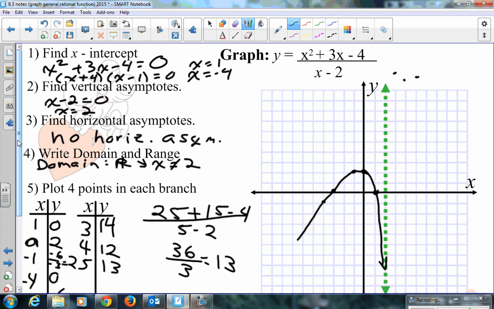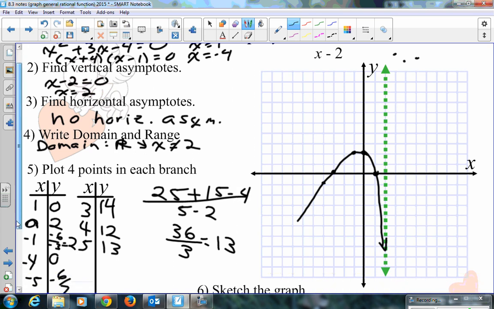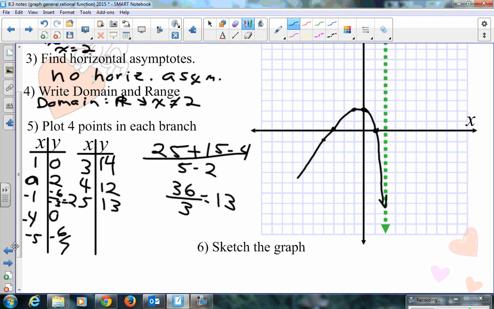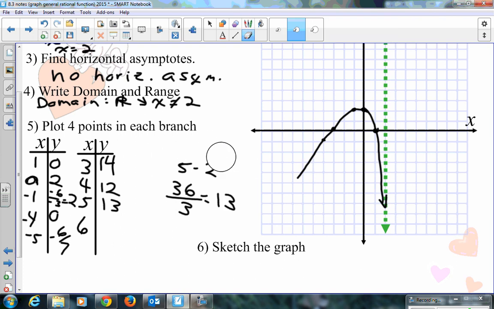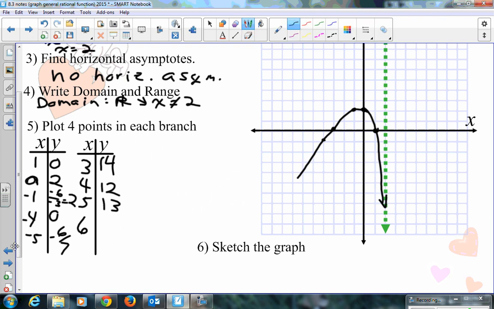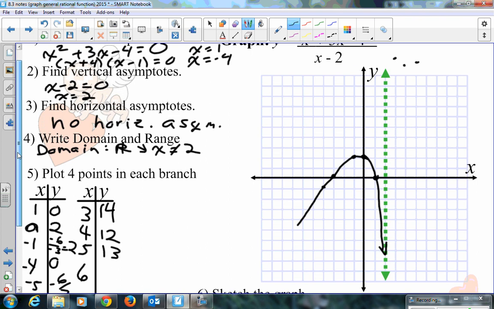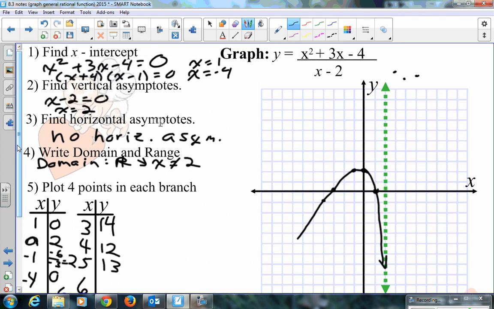Okay, let's do one more. That's a little further out. Let's go ahead and just do 6. See where it goes from here. So I've got 36 plus 18 minus 4 over 6 minus 2, which is 4.